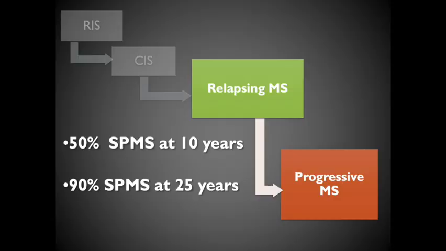If you look at people who are not treated, the natural history of MS is that if you wait 10 years, about 50% of people are going to develop progressive MS. If you wait 25 years, 90% of people will have secondary progressive MS. Now, this is in the not treated population.